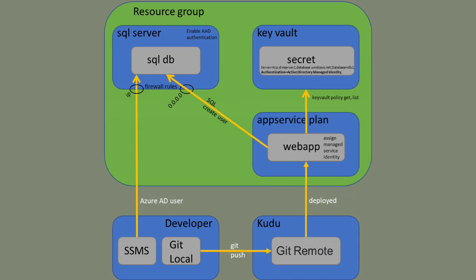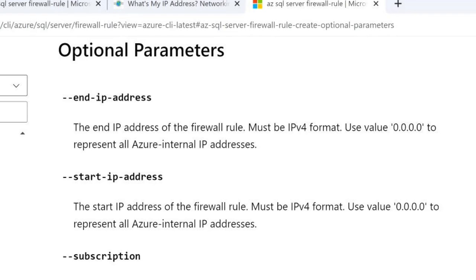To create a firewall rule enabling access from Azure services, such as a web app, run az sql server firewall-rule create with 0.0.0.0 as the start and end IP address.